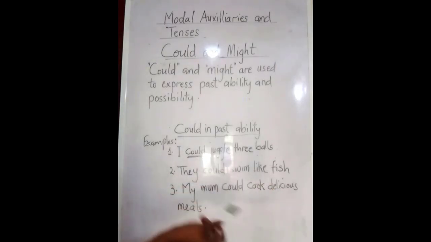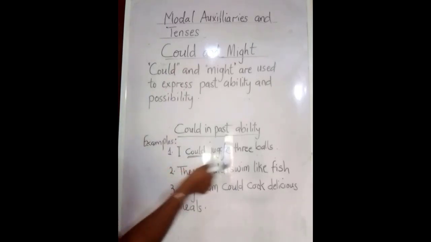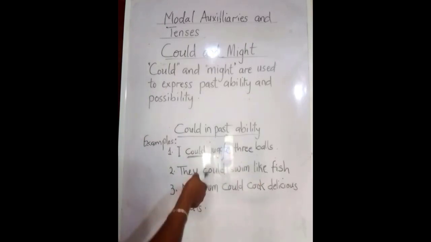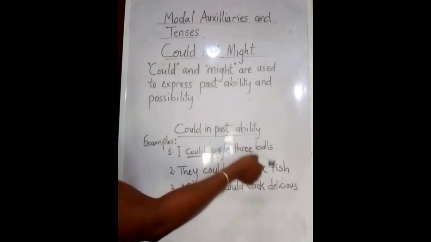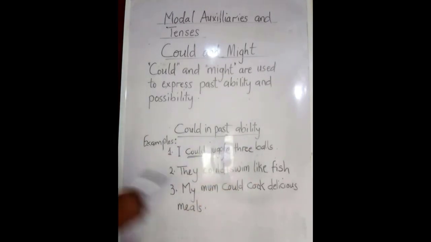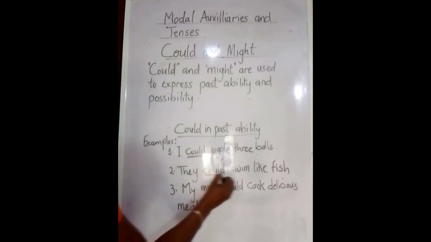Number 2 says they could swim like fish. This example closely resembles example 2 we used when we were considering can. There we said they can swim like fish, and we also mentioned that that indicates it's being done in the present. But here it says they could swim like fish. That means they could do this in the past. They could swim like fish in the past, but right now they can't.